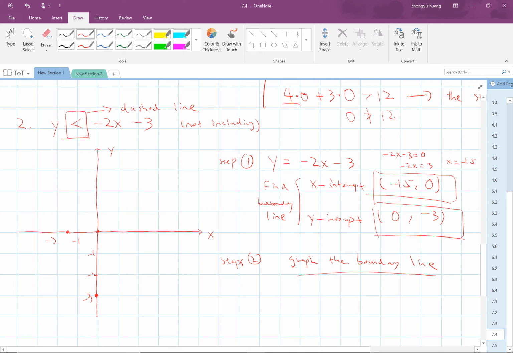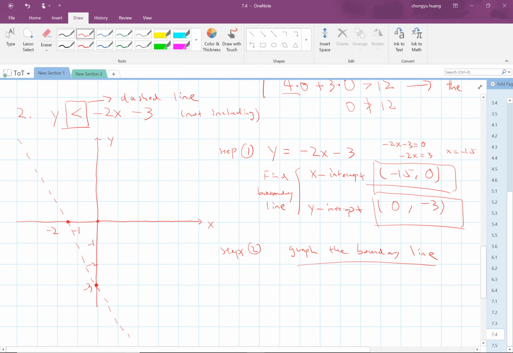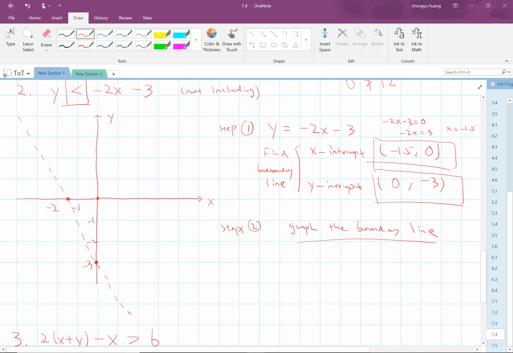So now we have to join them with a dashed line. It doesn't have to be perfect, but you have to try your best. Like this one is a little bit worse, I feel like. Try your best. Okay, and so now we have finished the second step, and then let's move into the third step.